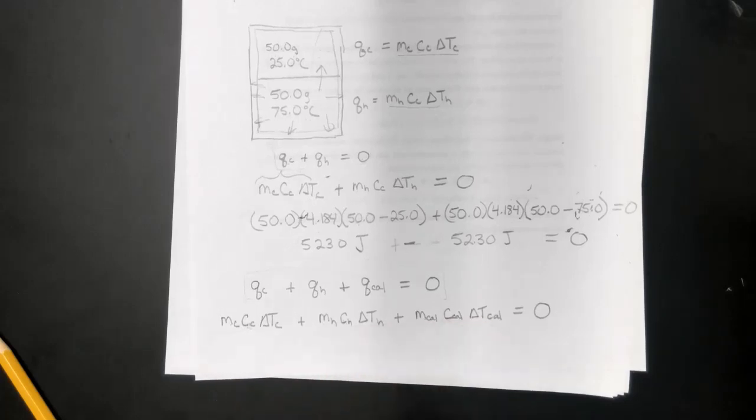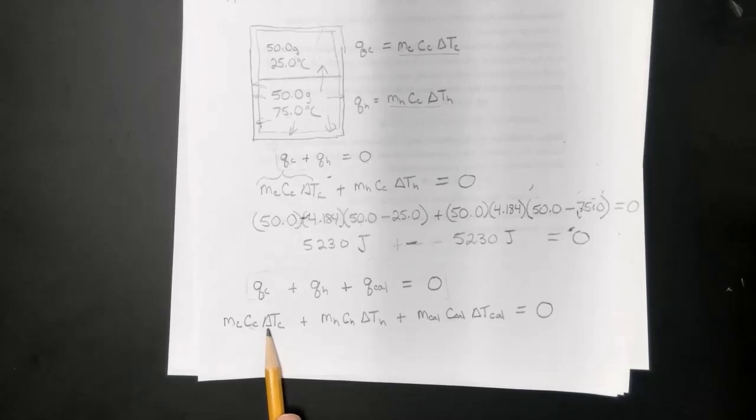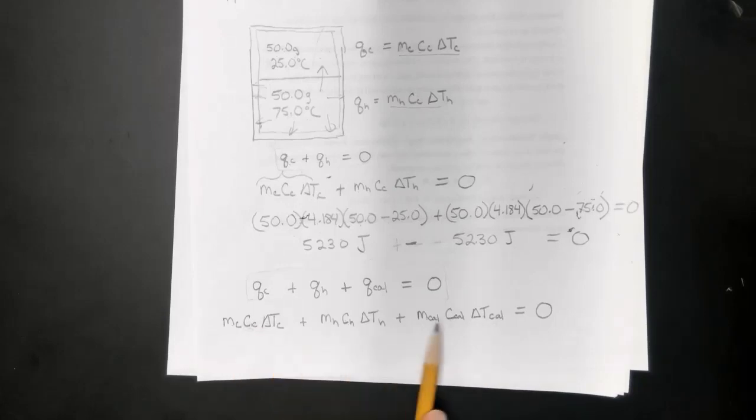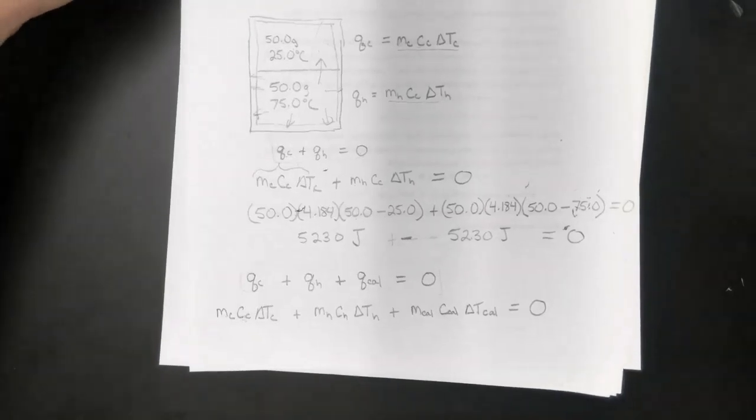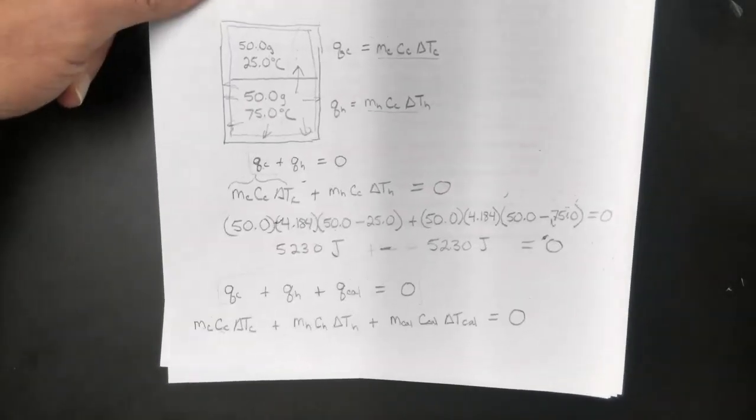Okay? So, with what I just said, you should be able to understand that delta T of the cold water is going to equal delta T of the calorimeter. Right? The initial temperatures are the same, and the final temperatures are the same. Okay. That's the first experiment. Second experiment.